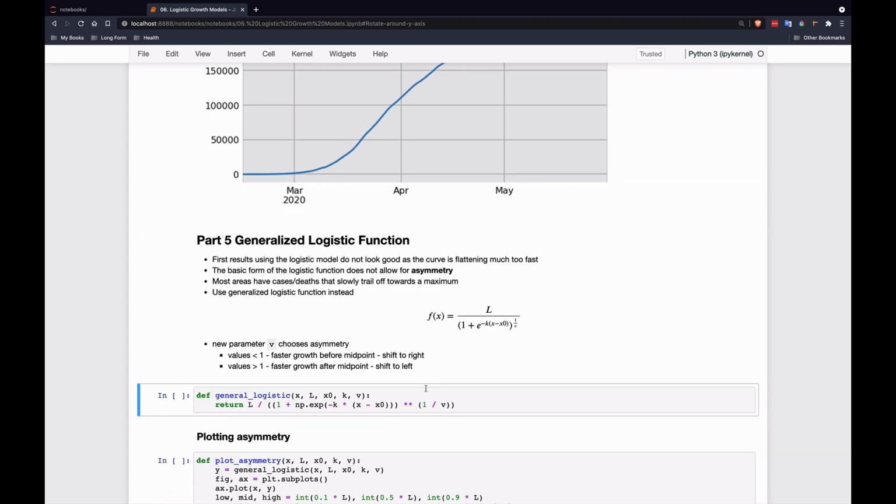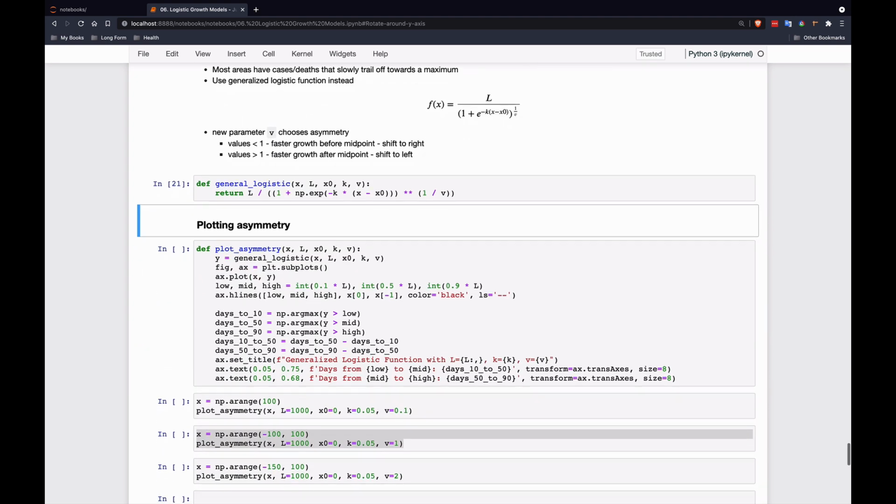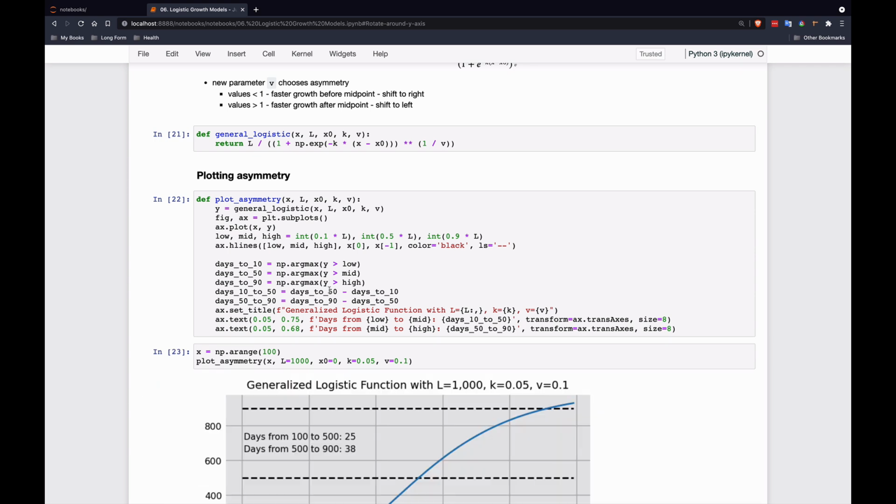All right, let's go ahead and create a function. Just like we did before, we're going to add a new parameter v over here, and we will just add it to our function right here. It'll still be one line. This function is going to show us the difference between values of v less than 1 versus those greater than 1. Let's enter it in, and we'll plot so you can see what it does.